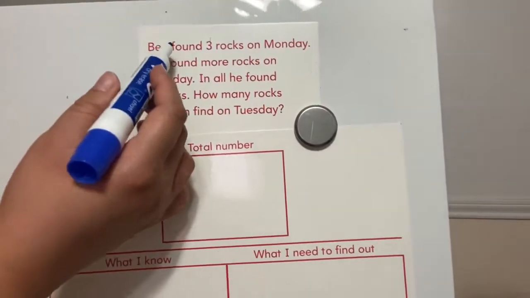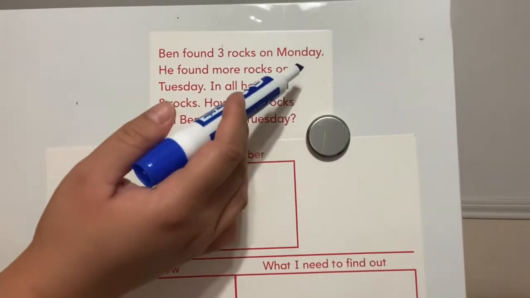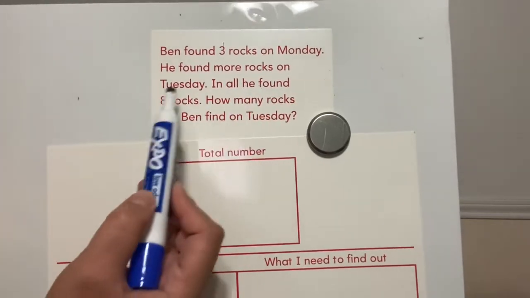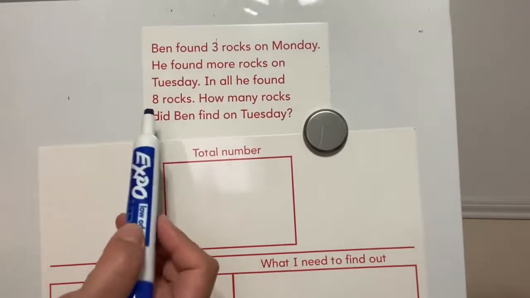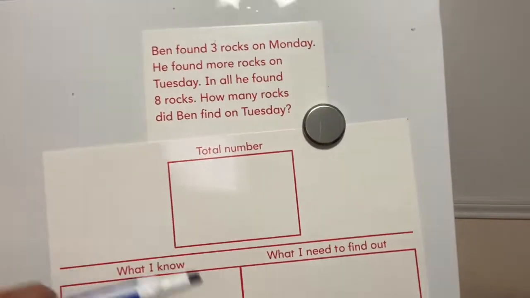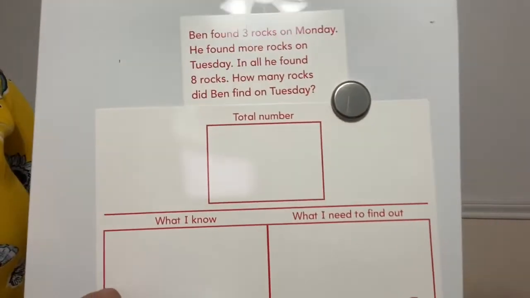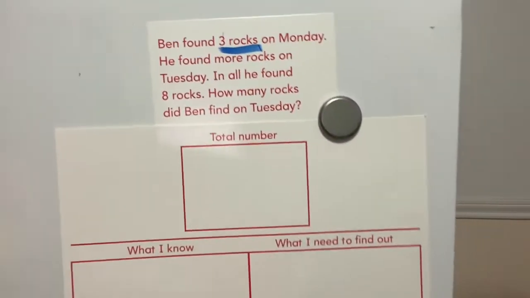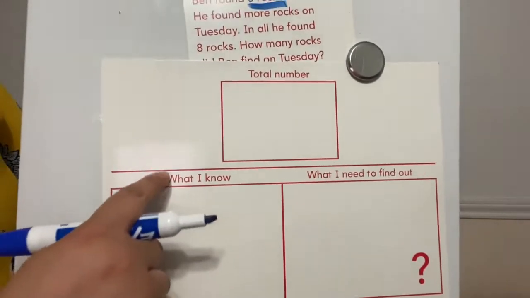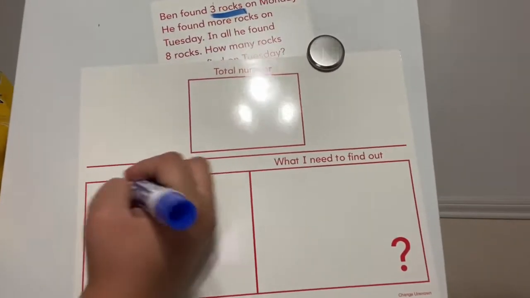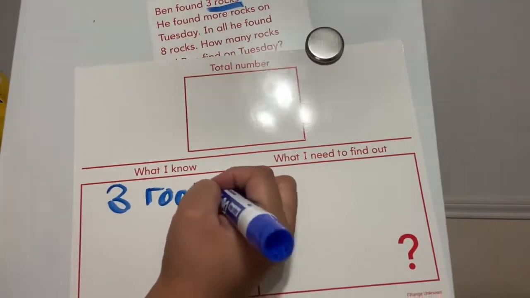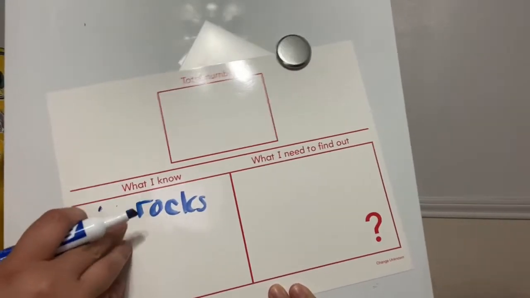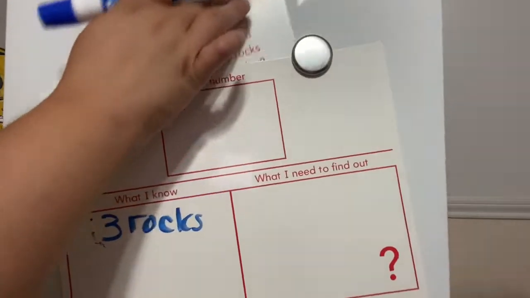Now it says, Ben found 3 rocks on Monday. He found more rocks on Tuesday. In all, he found 8 rocks. How many rocks did Ben find on Tuesday? So let's go through that problem again. Ben found 3 rocks. I'm going to underline it because this is a very important part of the problem. Now, where it says what I know, I'm going to write 3 rocks. So I already know that Ben has 3 rocks. Let me write that 3 better.